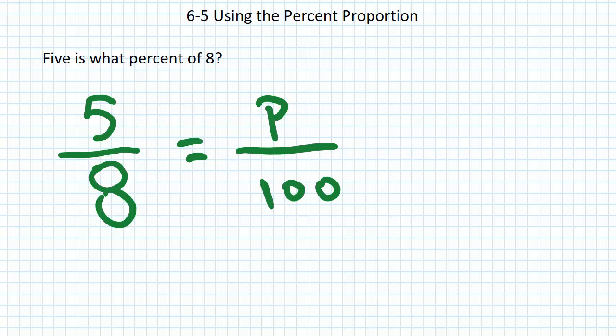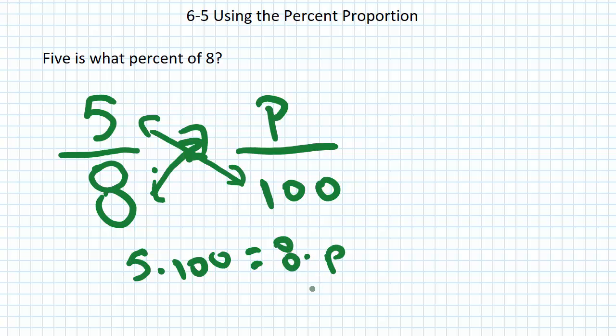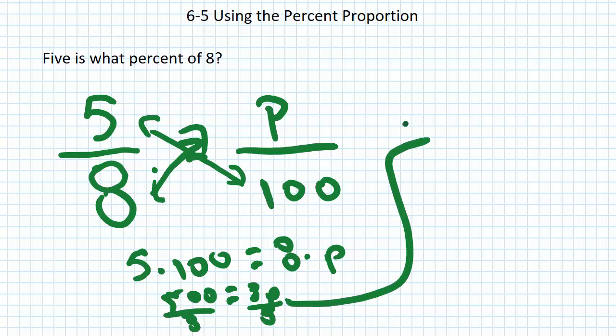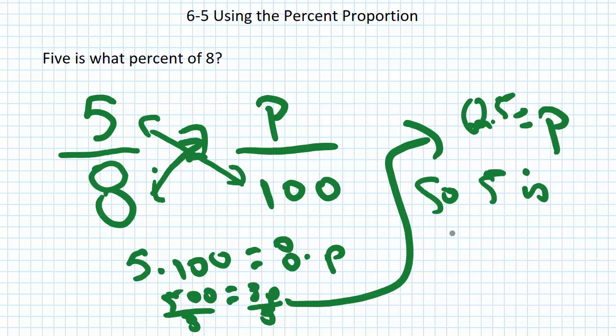And from there, what I can do is cross multiply because this is a proportion. So I can just cross multiply and solve for p. So 5 times 100 is equal to 8 times p. So 500 equals 8p. And I would divide by 8, and I get p is equal to 62.5. Okay, so 62.5%. So 5 is 62.5% of 8. All right, so if you understand that way, awesome. Let me show you another way that might work even better for you.